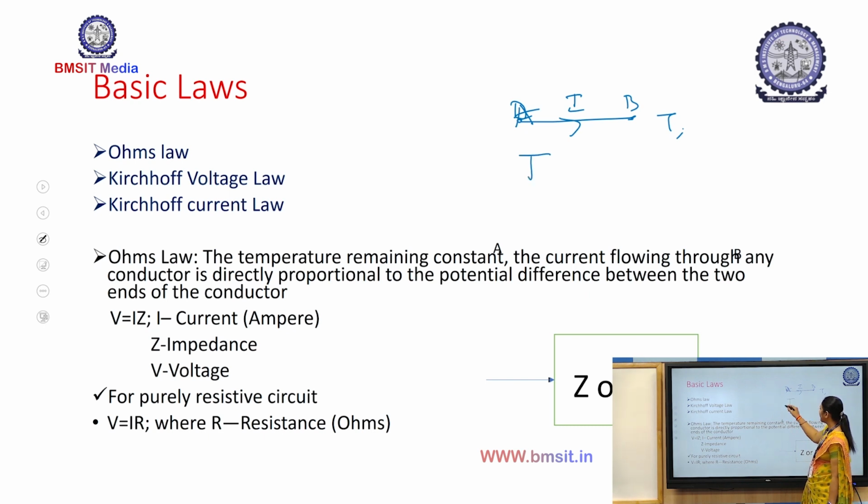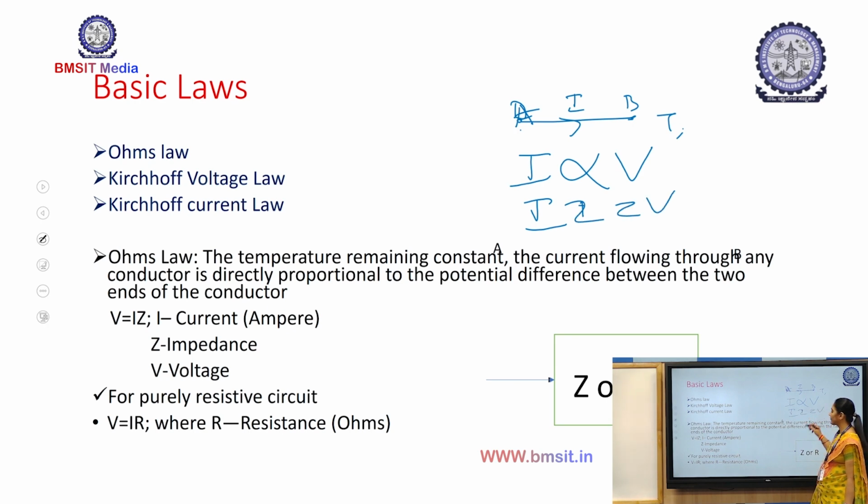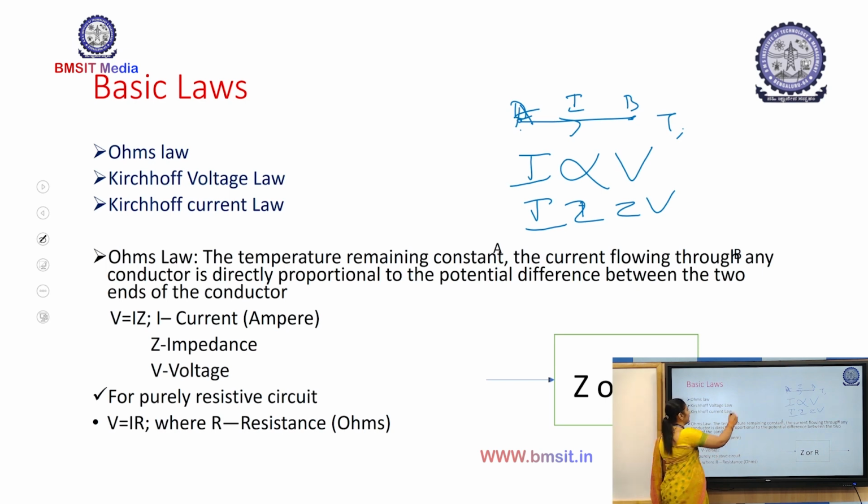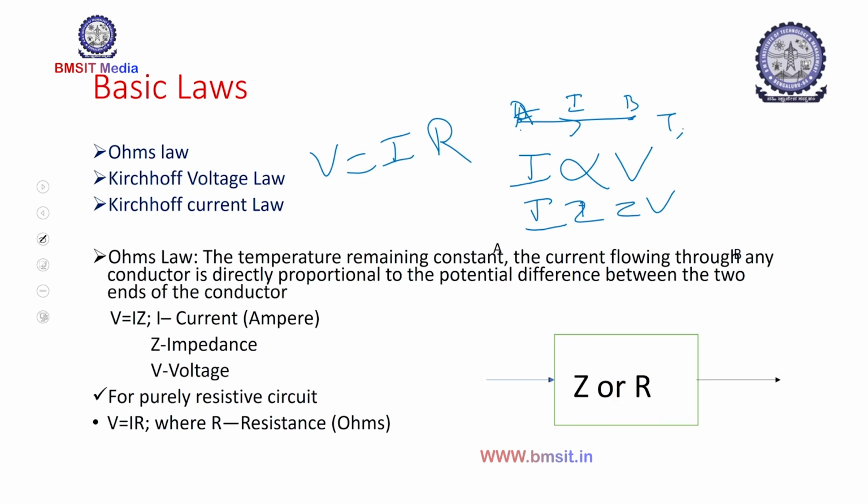So the current I flowing through this conductor from this point to this point is directly proportional to the voltage, and the constant of proportionality is nothing but impedance. If this impedance is purely resistive, then we can write V equal to I into R. So this is Ohm's law.